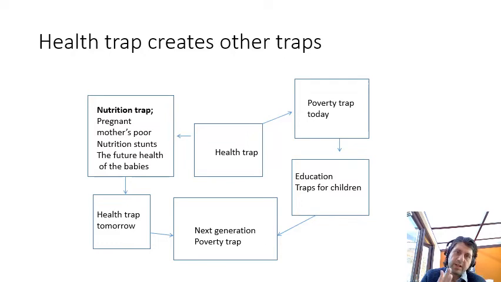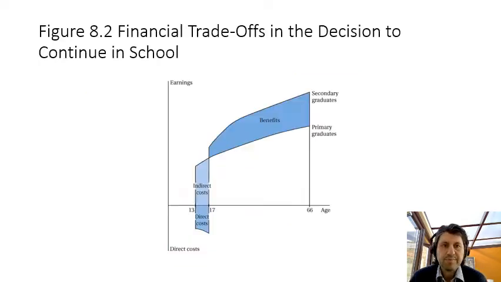And of course, the health trap creates other traps as well. It creates nutrition traps, creates education traps for children, creates poverty traps as well. So I'd like you to know what each of these traps are and how they're interrelated.